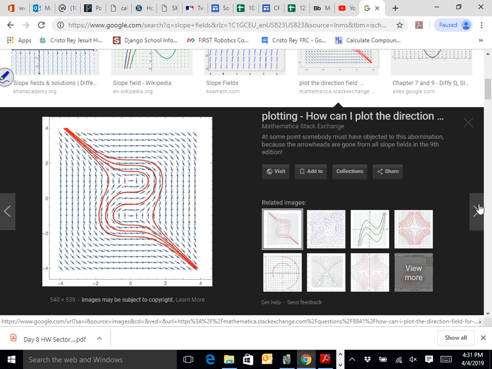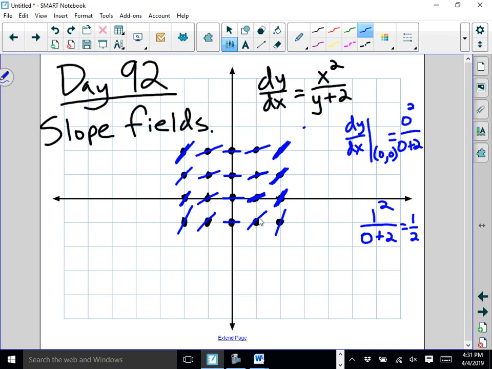For tomorrow, here's what we're going to be doing. I'm going to have you sketch some slope fields just like this. I'm also going to give you some slope fields and make you choose which function goes along with it. So we kind of work backwards. You're given a slope field, and you choose the dy dx that goes with it.